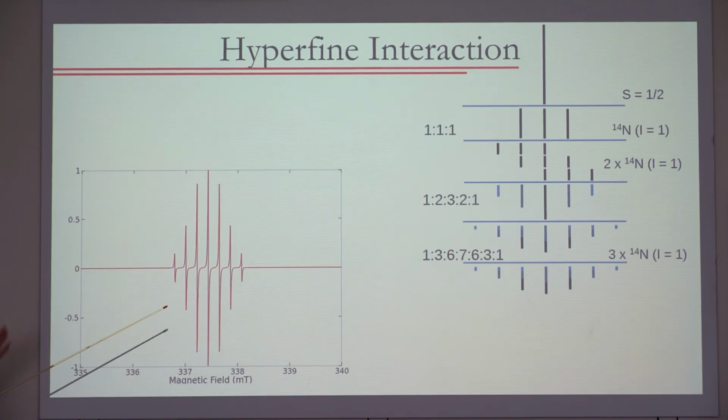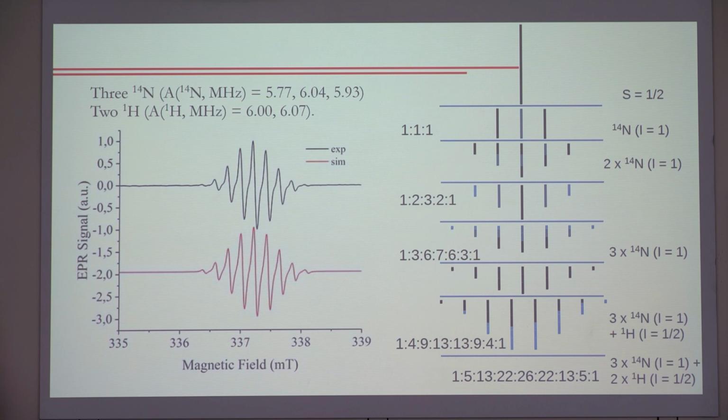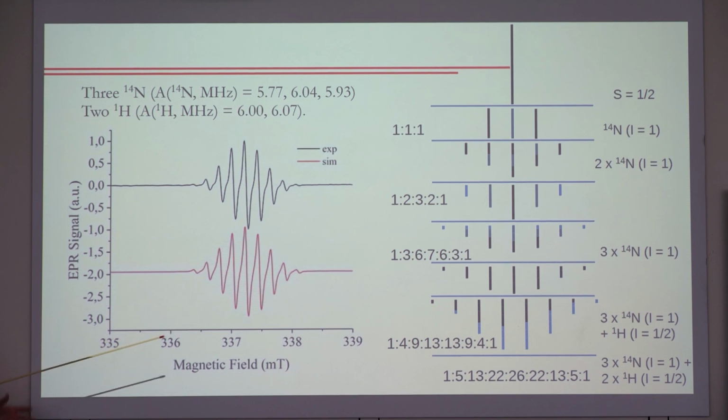If you have 3 equal, these are equivalent 14N nuclei. Then, for example, this is a real case. I don't remember anymore which compound it was, but this could be fit quite well with 3 14N nitrogens and 2 hydrogens with these values. They are slightly different, but more or less 6 megahertz, and very similar to the hydrogen hyperfine splitting value. That's a coincidence, but it makes the spectrum look really regular and nice.